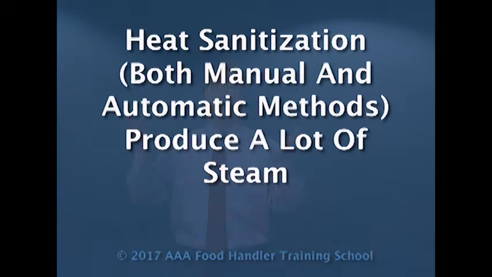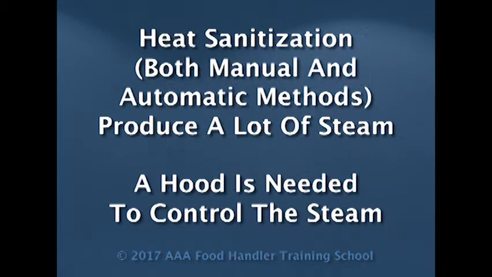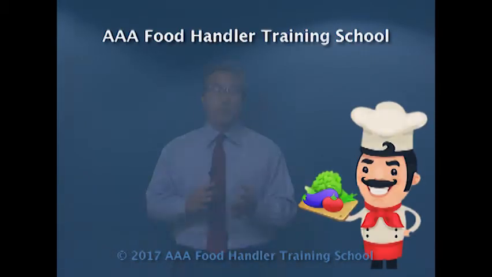In addition to that, both the automated machines and the manual systems, when you're using heat as a sanitization process, are going to produce a lot of steam. And it's just going to start to accumulate throughout your kitchen and on the ceilings, which means you'll probably have to have an additional hood system over that to suck up all that steam. Otherwise, you're going to end up with a lot of mold and mildew.